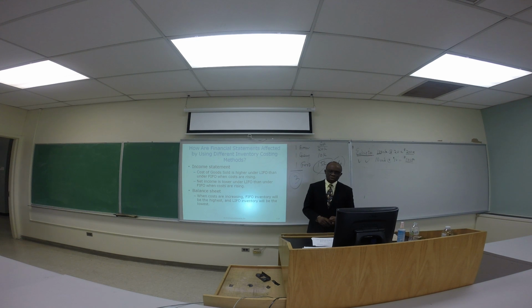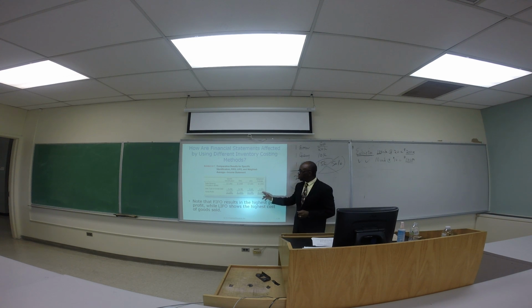Now, for the balance sheet, when the costs are increasing, FIFO inventory will be the highest. What does that mean? Of course, when costs are increasing, FIFO inventory will be the highest because we said first in, first out. The ending inventory is going to consist of the most recent purchases that we made during the year. Because those prices are higher, of course, we are going to reflect a bigger inventory figure on the balance sheet versus LIFO.